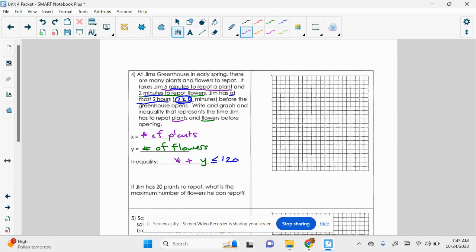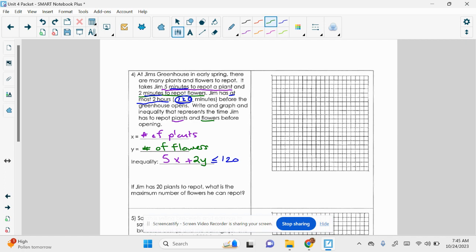But, all right, plants and flowers, if we're talking about time, we have to talk about how much time it takes to repot a plant. So this is going to be 5x plus 2y, because 5 minutes per plant plus 2 minutes per flower has to be less than or equal to 120 minutes. That's all he's got. So this is our inequality.